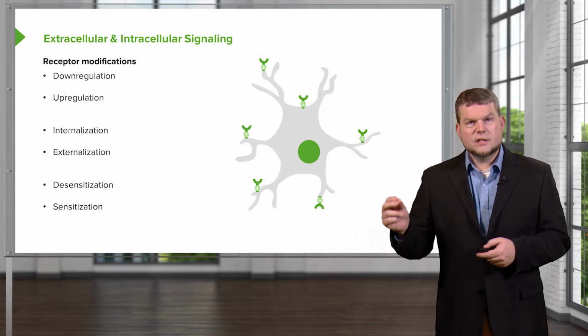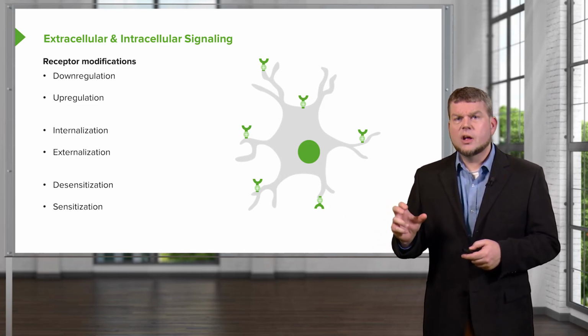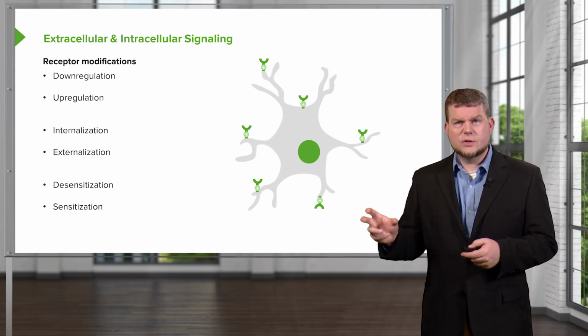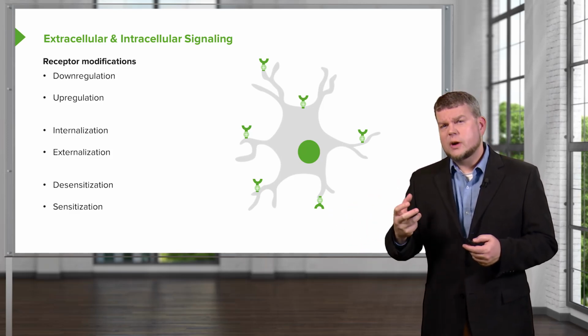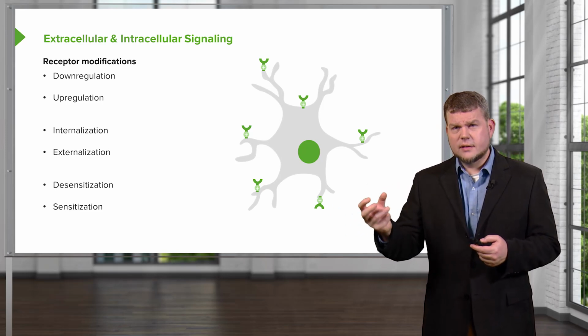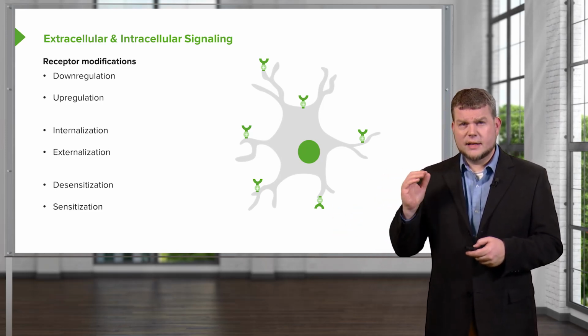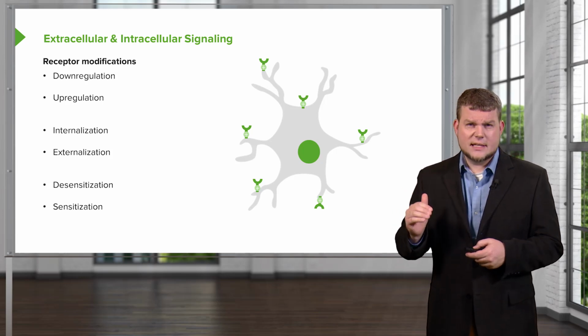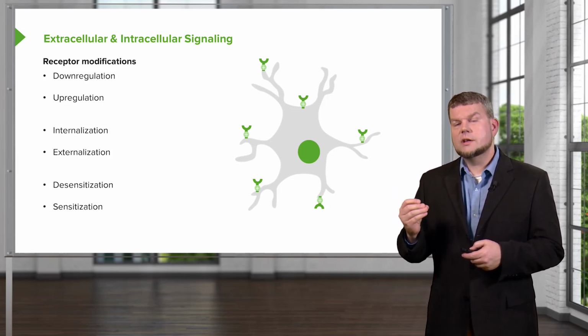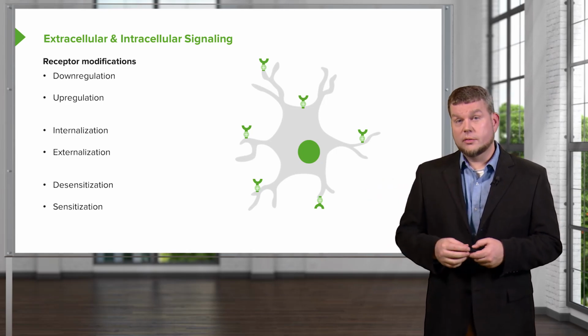The internalization and externalization of receptors are usually certain target tissues' kind of strategy to deal with the types of signals they're getting. While the upregulation, downregulation, desensitization, and sensitization are ones which you can control to a little greater extent.